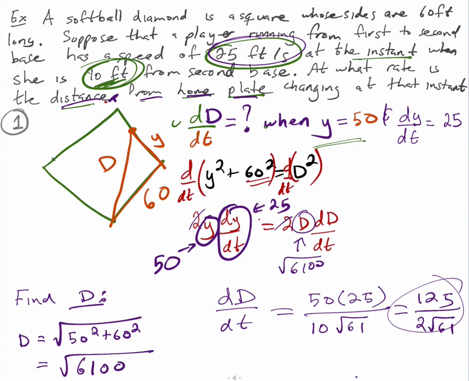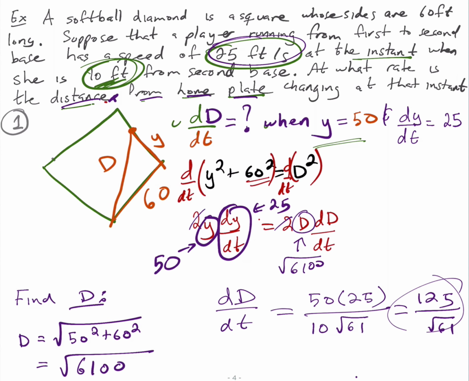That's 2 root 61. Would the 2 go away? Shouldn't it be over root 61? Doesn't the 2 go away? You cancel out the zeros from 50 and 10. Oh, yeah, that's what it is. I don't know why I put the 2 there. Now that makes sense, right?